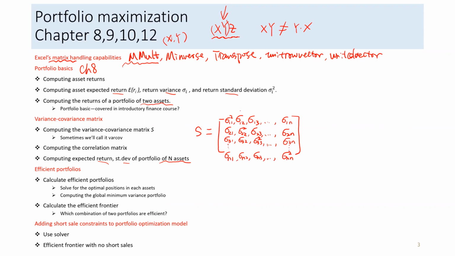And you're going to see that these two are the same. Here, these two are the same. These two are the same. And this matrix is symmetric. So sigma 1n, the covariance between asset 1 and n, equals the covariance between asset n and 1. And this diagonal part is the variance. That's why we call this the variance and covariance matrix.